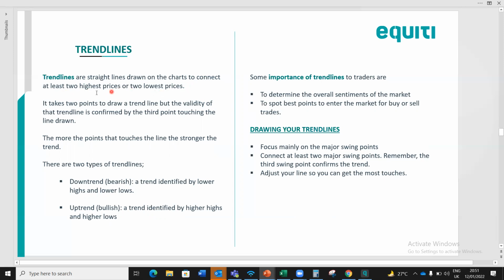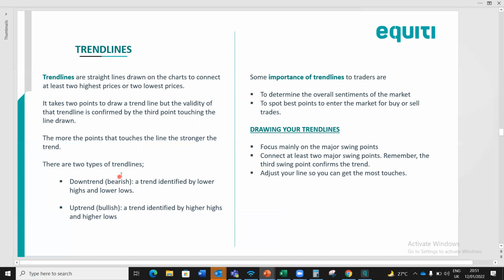Now it takes two points to draw a trend line, but the validity of that trend line is confirmed by a third point which touches the line that is being drawn. The more points that touch the drawn trend line, the stronger the trend.